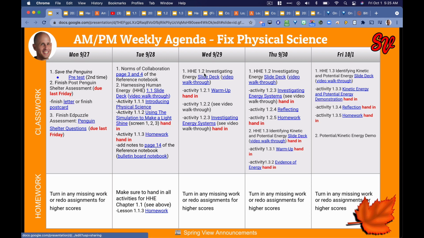We also did lesson 1.2, investigating energy, where we learned what energy basically is and how we notice it, and then 1.3, identifying kinetic and potential energy, learning what both of them are and how to recognize them. Everything that is turned in is highlighted or shown in red on this weekly agenda. So that's basically what we did this week.